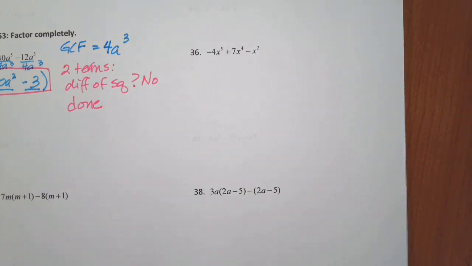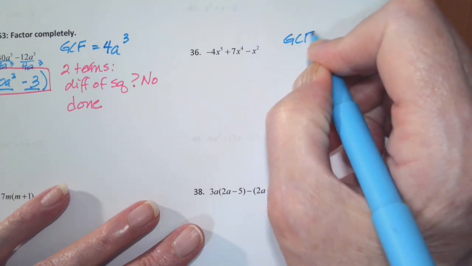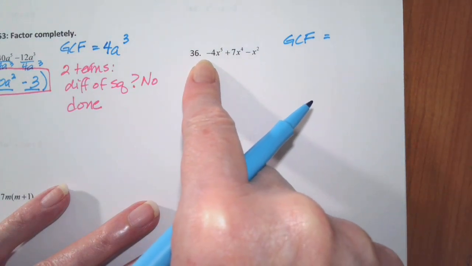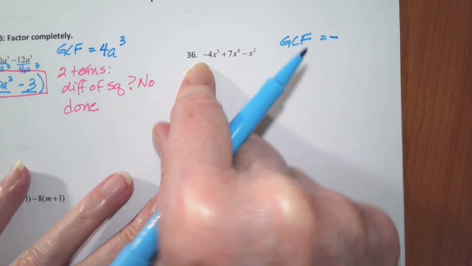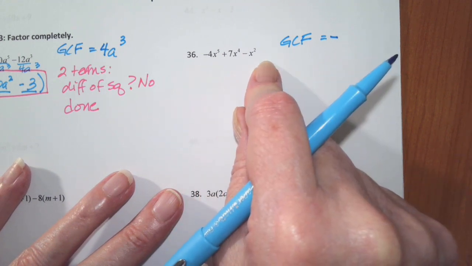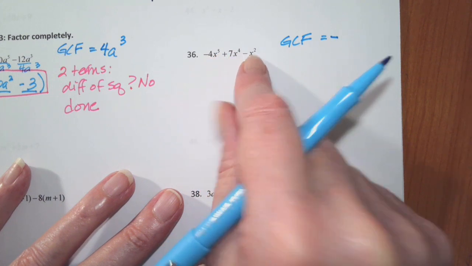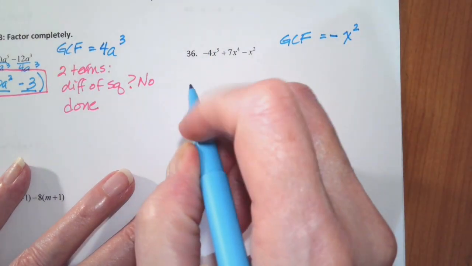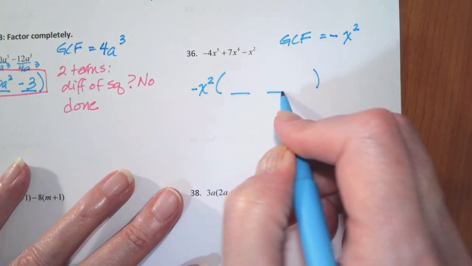Okay. All right, on 36, the first thing I want to look for is a greatest common factor. Well, I know I'm going to have to pull out a negative sign. My leading term is negative, so I want to factor out that negative sign. There's no number in common to all of them except 1. But my exponents, I have a 5, a 4, and a 2. The smallest exponent is 2, which means my greatest common factor is negative x to the second. So I'm going to write this as negative x to the second. I'm going to have 3 terms remaining.